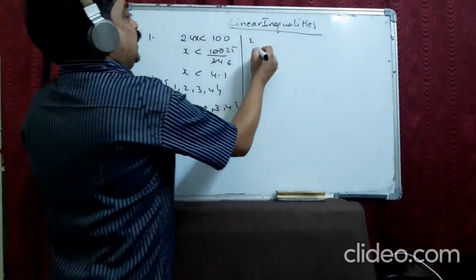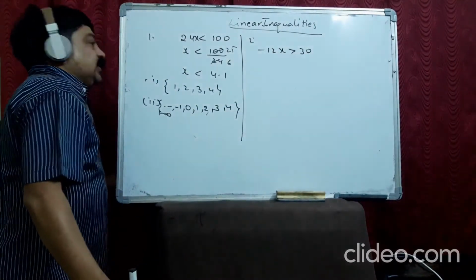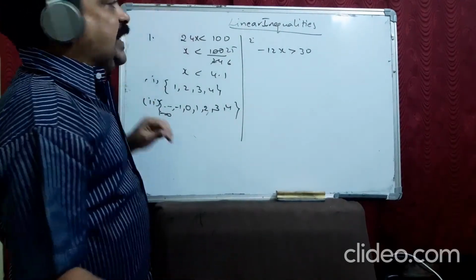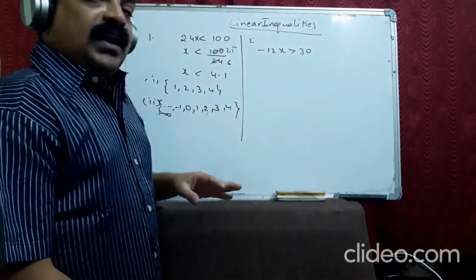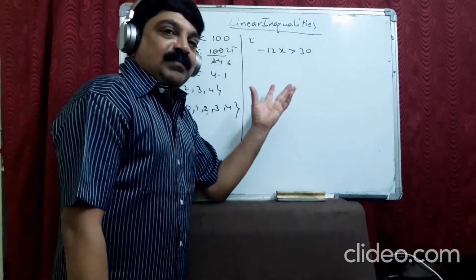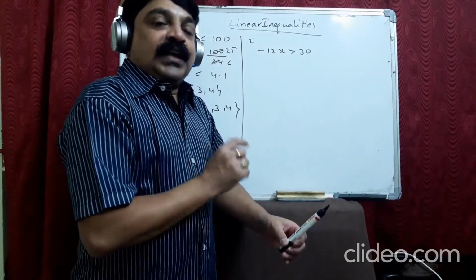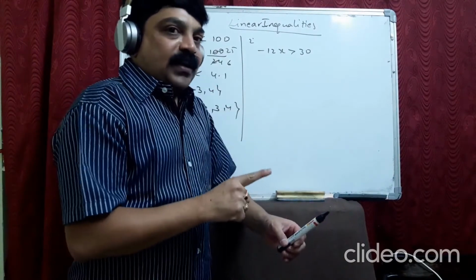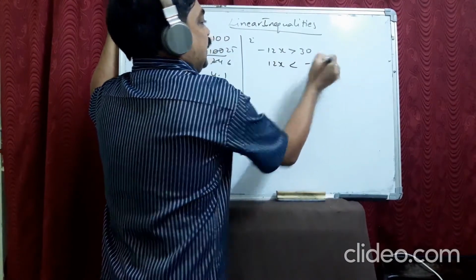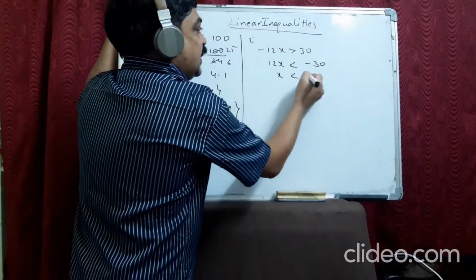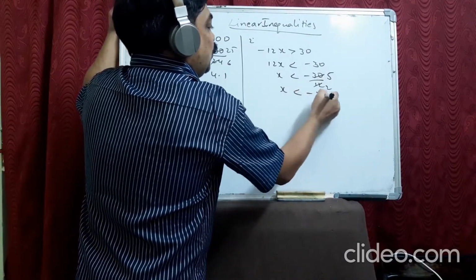See the second question: minus 12x greater than 30. First of all, these are not equations, these are inequations. Less than and greater than are inequalities. Whenever there are inequalities, when you send a minus symbol to the right hand side, or when you multiply the whole inequality with a negative number, the inequality changes. That means less than becomes greater than, and greater than becomes less than. So it becomes 12x is less than minus 30. Now x is less than minus 30 by 12, that is minus 5 by 2. x is less than minus 2.5.